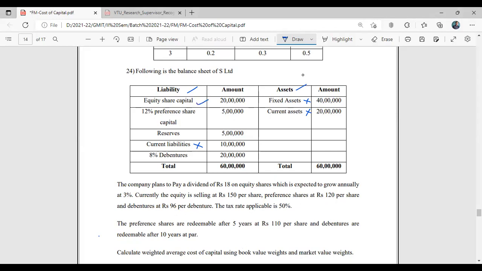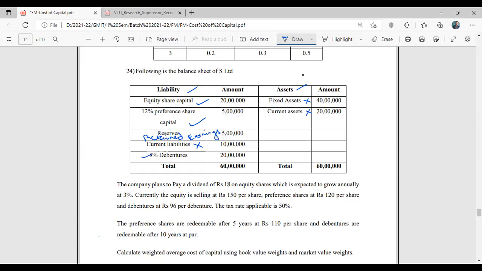We will be considering the equity share capital, and we will be talking about the 12% preference share. Surplus is not mentioned, they have only said reserves. This is also called as what? Reserves means what do we call it? Retained earnings, sir. Yes, it is retained earnings for us.